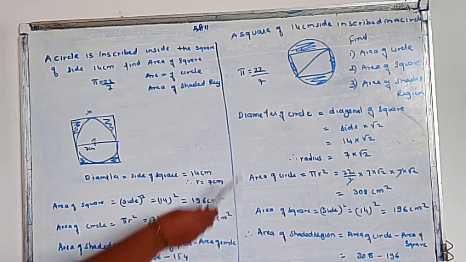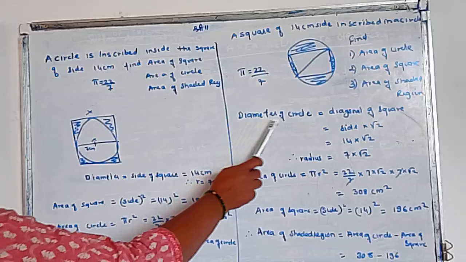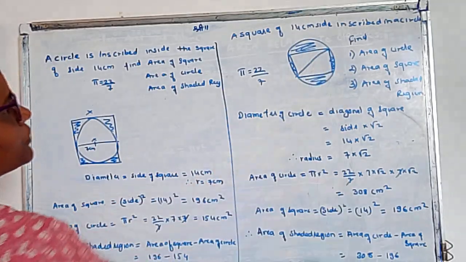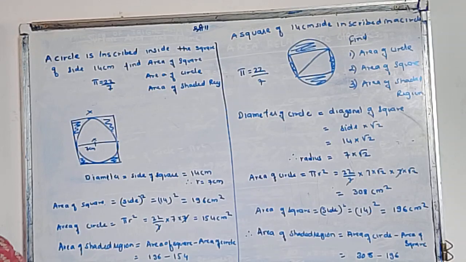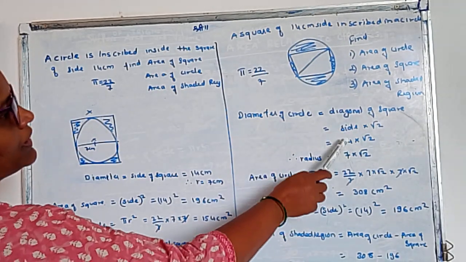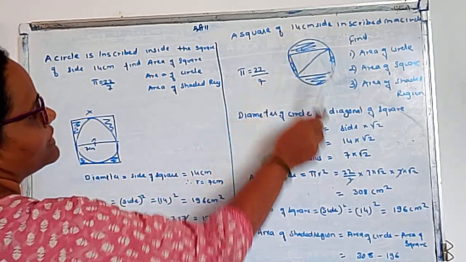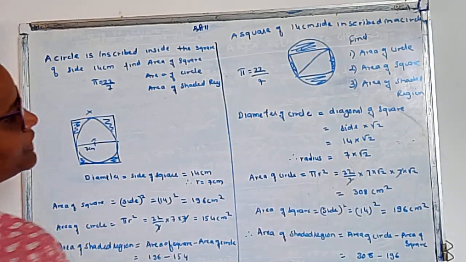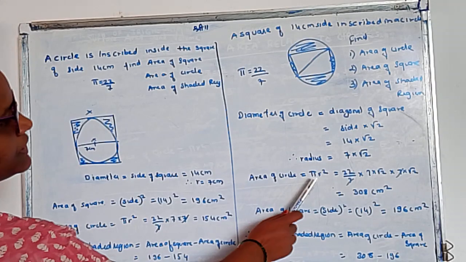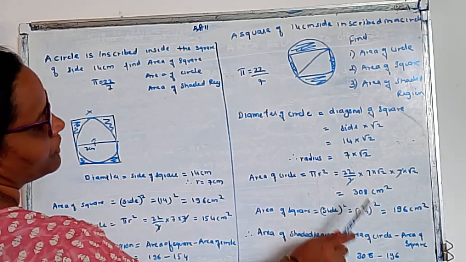Here it is different. Here we have to find the diameter. The diameter of the circle is the diagonal of the square. The diameter of the circle and the diagonal of the square will be the same. The formula for the diagonal of the square we have given initially in the properties: side into root 2. Side is 14 centimeters, so 14 into root 2. So the radius becomes half of 14, which is 7. So area of circle is pi r square. Put the value of the radius, cancel wherever required. You get this.